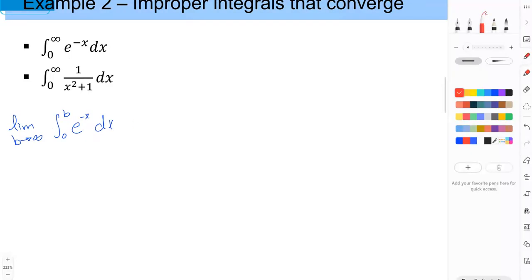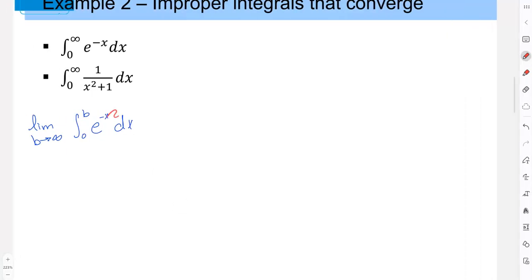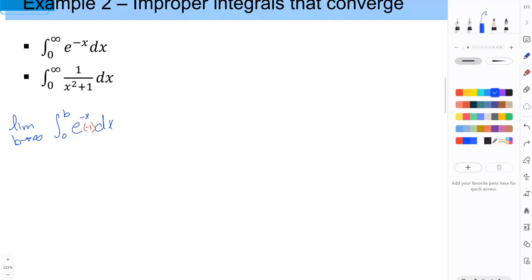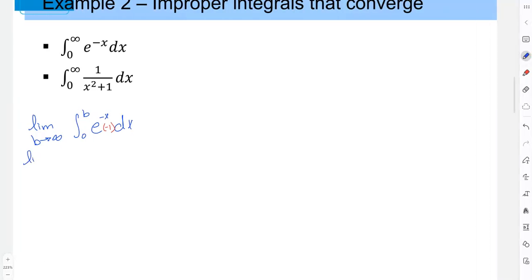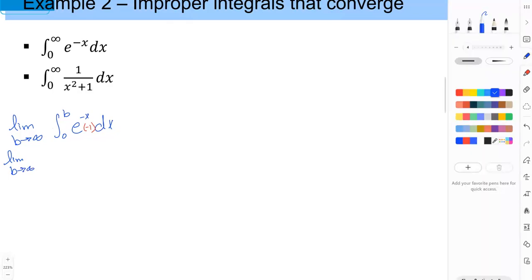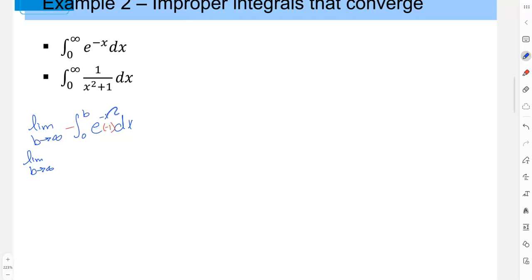So to integrate, we're thinking about using the chain rule. u is negative x, du is negative 1 dx. If we put a negative there, we would compensate here. So when we integrate e to the u, we're going to get e to the u. Let's try that again. When we integrate e to the u, we're going to have e to the u, and u is negative x. Remember that negative came from when we had our du here, going from 0 to b.